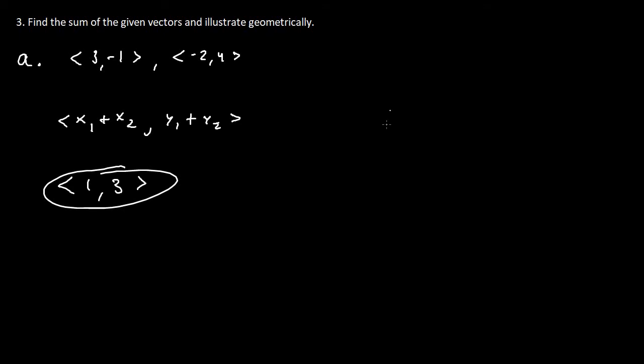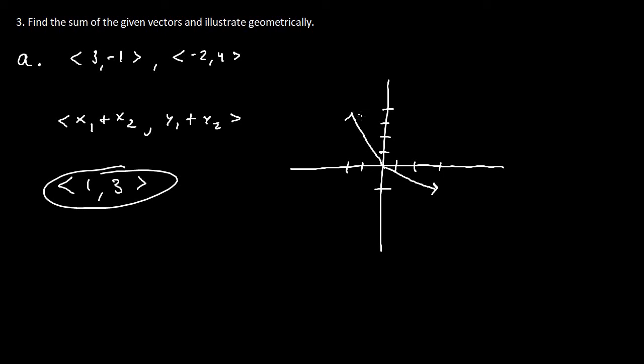So if I were to draw this out on a coordinate plane, the first vector gives us 3, negative 1, so its x component is going to be 3, and its y component is negative 1. So this is what it's going to look like. And the second vector has an x component of negative 2 and a y component of 4. So we'll go negative 2 to the left and then up 4. So this is what the other vector looks like.